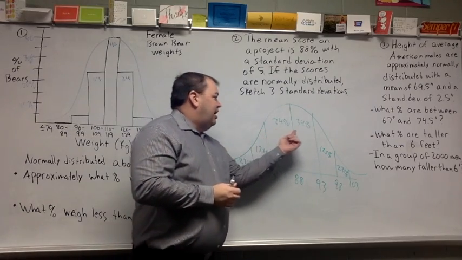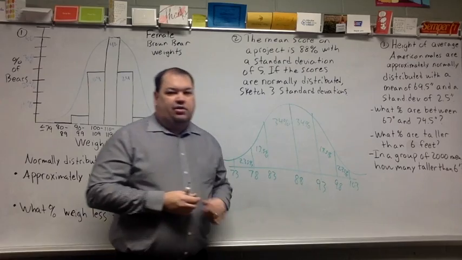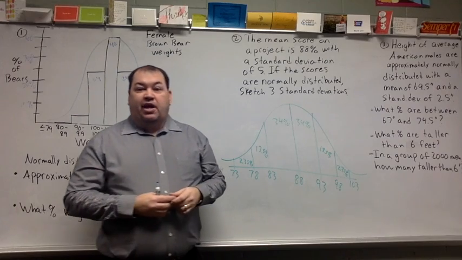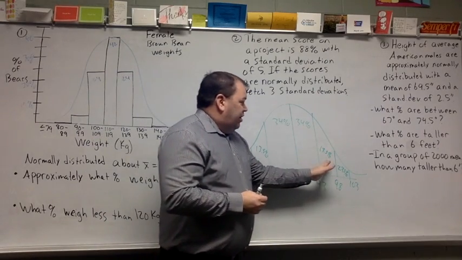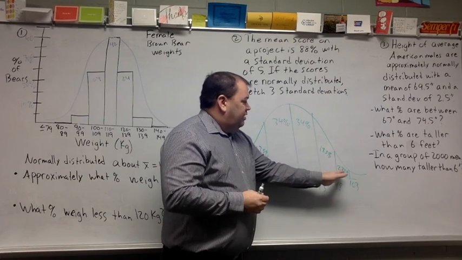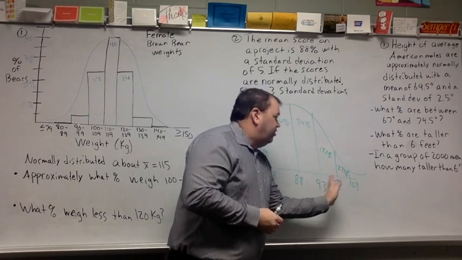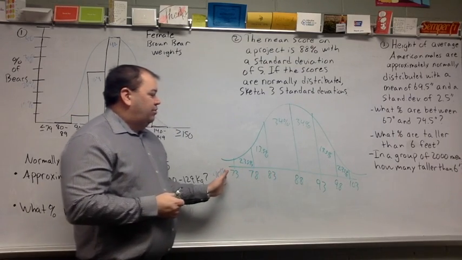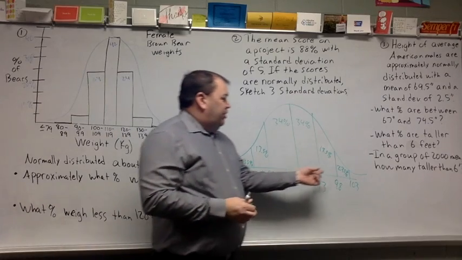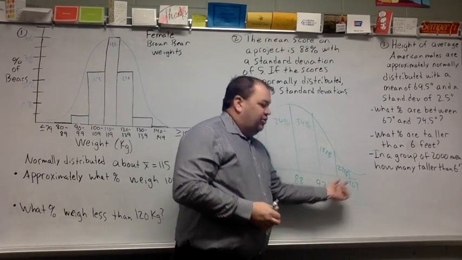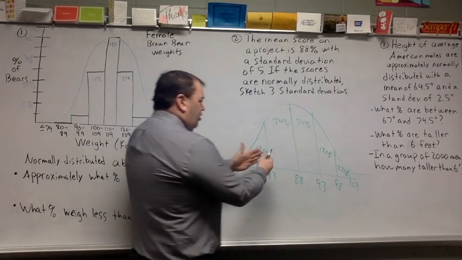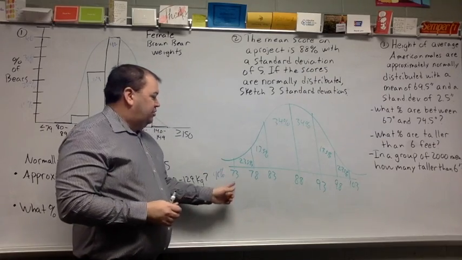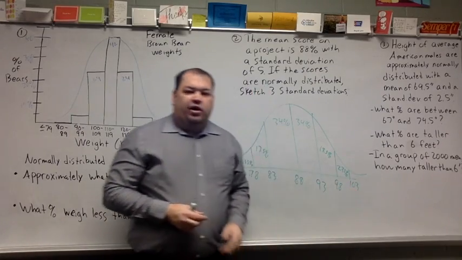I could say 68% scored between an 83 and a 93. I could say 50% scored above an 88. I could get up here and I could say about 15.8% scored a 93 or higher. I could say the same thing for an 83 or lower. I could say 2.35% scored 98 or higher. And if I put these together, all 6 sections, about 99.7%. Almost everybody scored between a 73 and a 103.